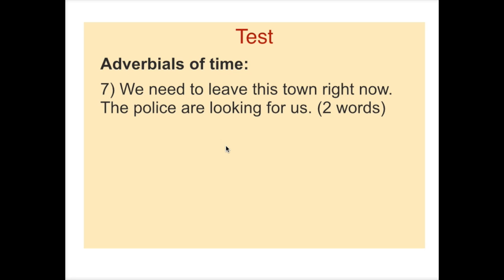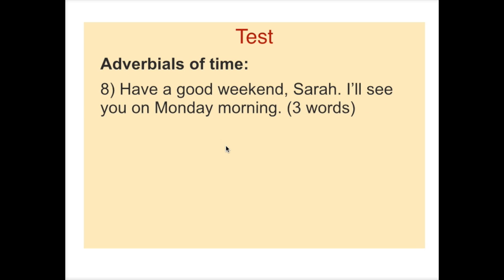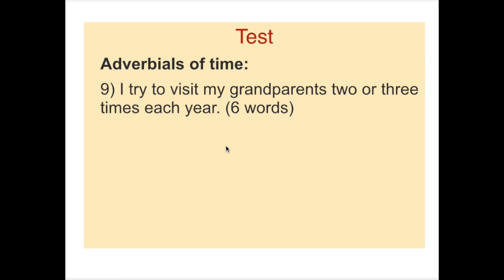Number 7, adverbials of time. We need to leave this town right now. The police are looking for us. So in those two sentences you have two adverbial words. Number 8, have a good weekend, Sarah. I'll see you on Monday morning. You'll have 3 adverbials of time in those two sentences. Number 9, I try to visit my grandparents 2 or 3 times each year. Now we have 6 words, adverbials of time.